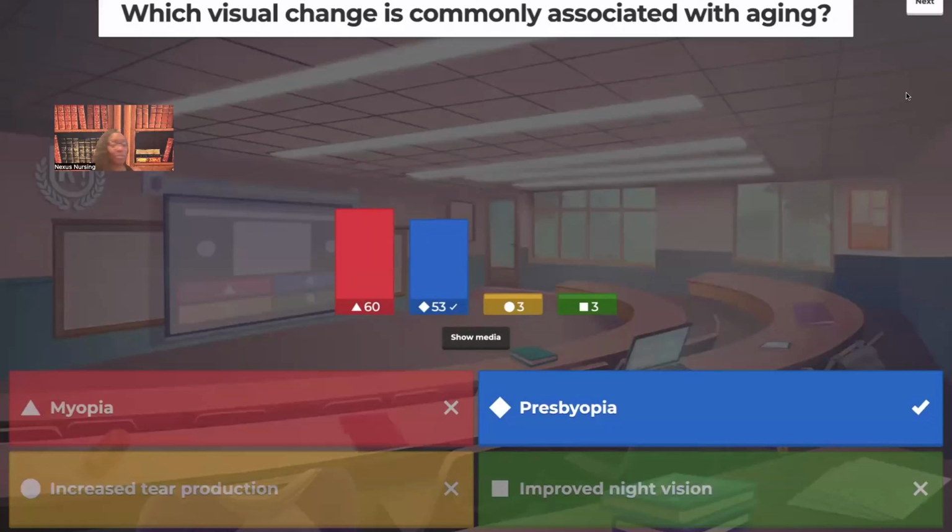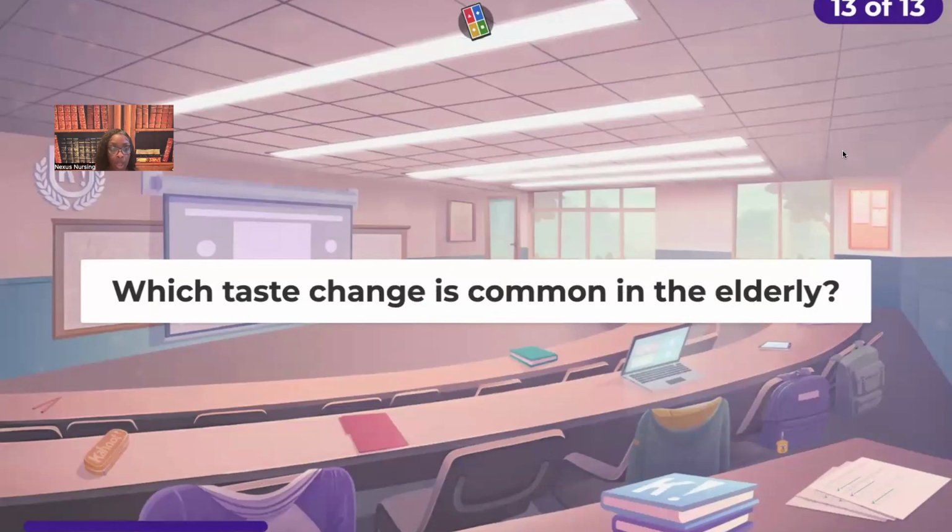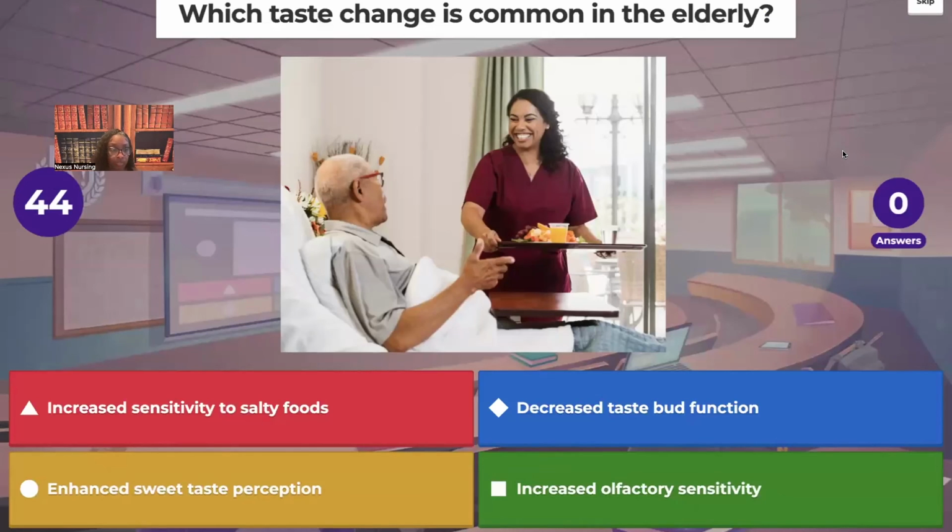You're welcome. Okay, one last question and we're done. Which taste change is common in the elderly? Is it increased sensitivity to salty foods, decreased taste bud function, enhanced sweet taste perception, or increased olfactory sensitivity?